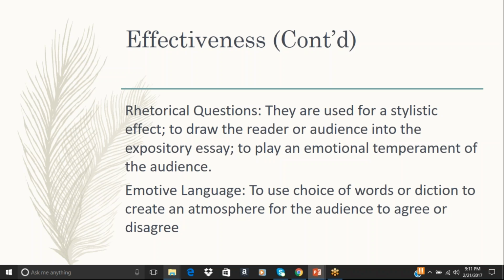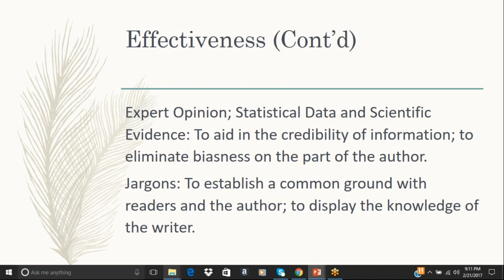Okay. Emotive language is to use choice of words or diction to create an atmosphere for the audience to agree or to disagree. So that's answering your question as well, Samuel. Expert opinion, statistical data, and scientific evidence aid in the credibility of information to eliminate bias on the part of the reader, on the part of the author. Jargon is used to establish common ground between the readers and the author, and to display the knowledge of the writer.